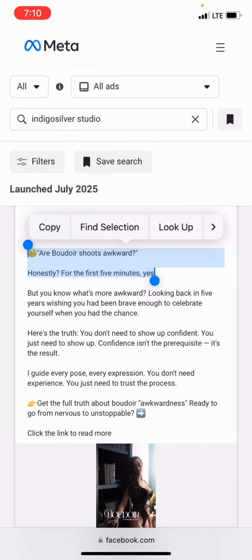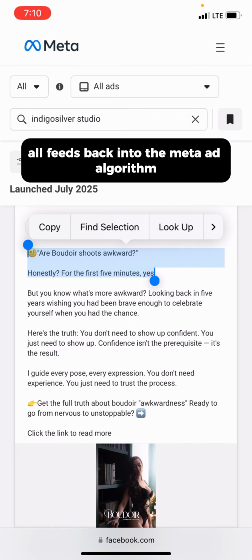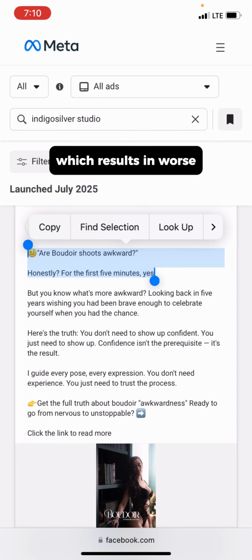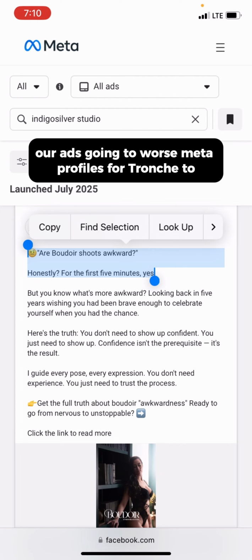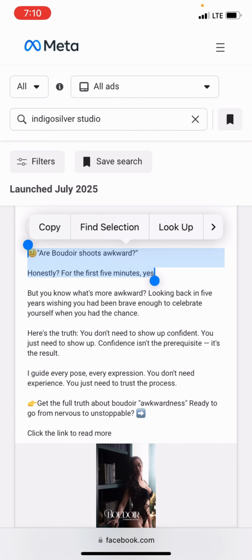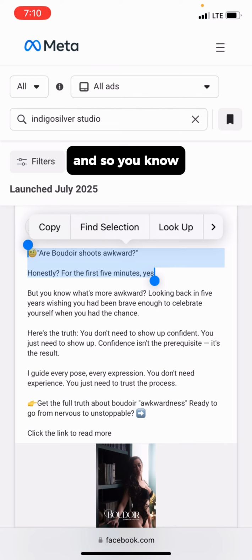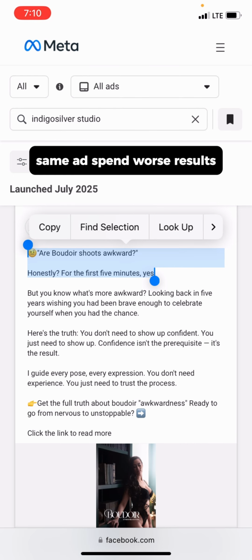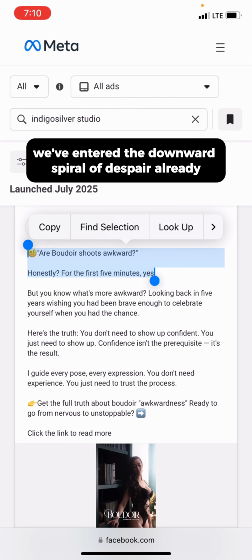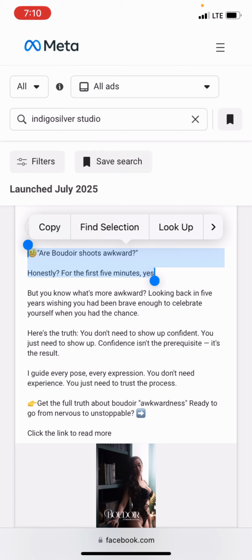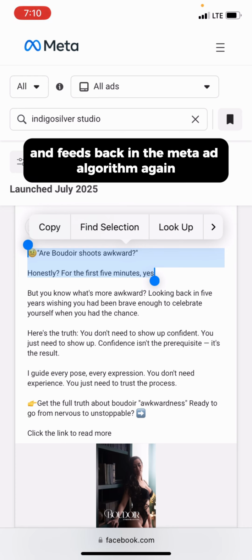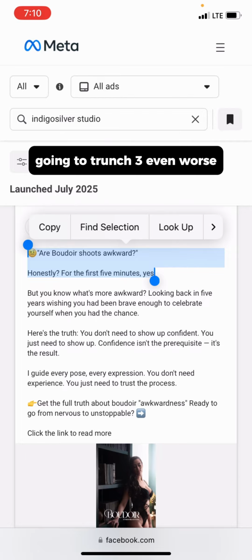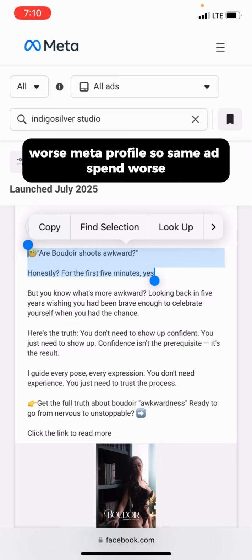fewer sales, lower revenue, lower ROAS, all feeds back into the Meta ad algorithm, which results in our ads going to worse Meta profiles for tranche 2. And so same ad spend, worse results, feeds back. So we've entered the downward spiral of despair already with our ad, and it feeds back into the Meta ad algorithm again, going to tranche 3, an even worse Meta profile. So same ad spend, worse results, and our ad's just burning out, dying out, and we got to refresh creative.